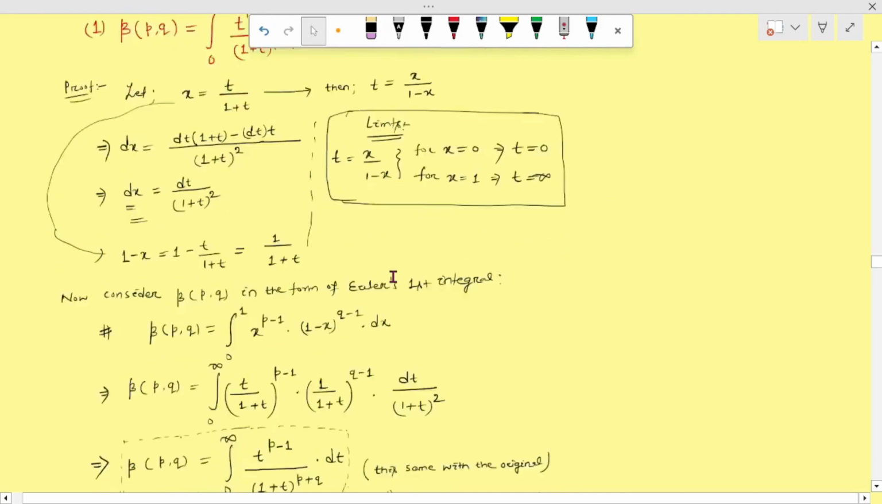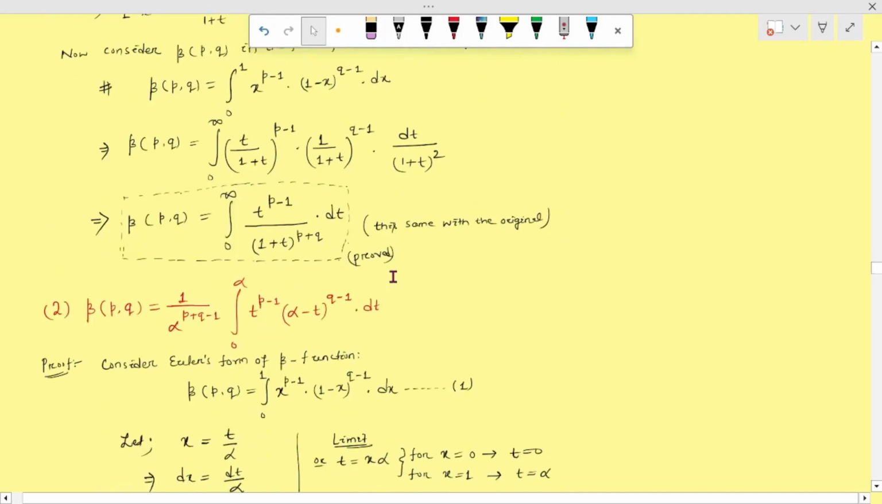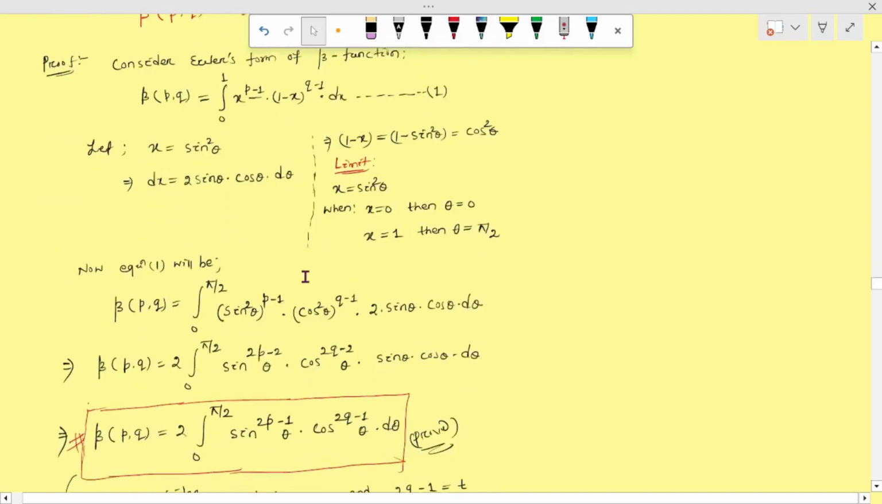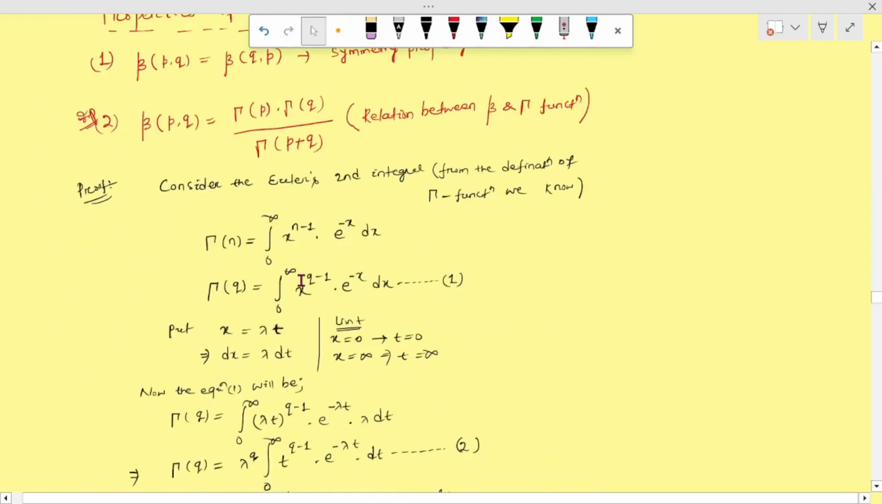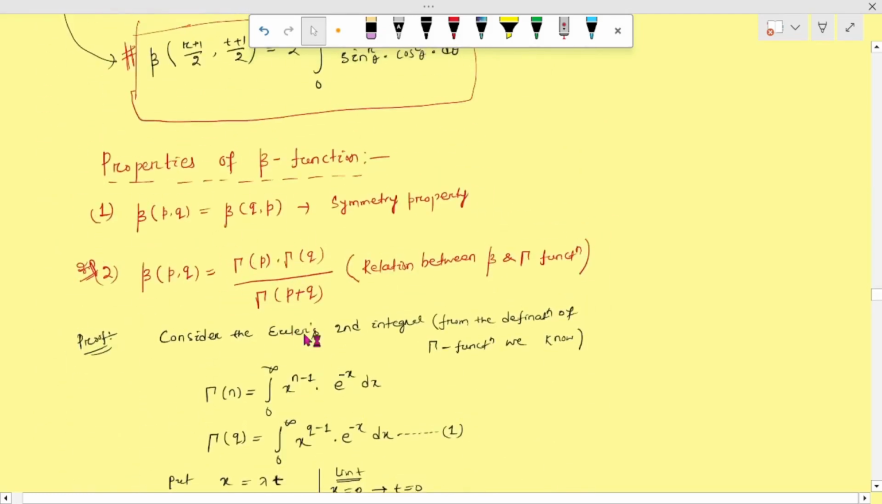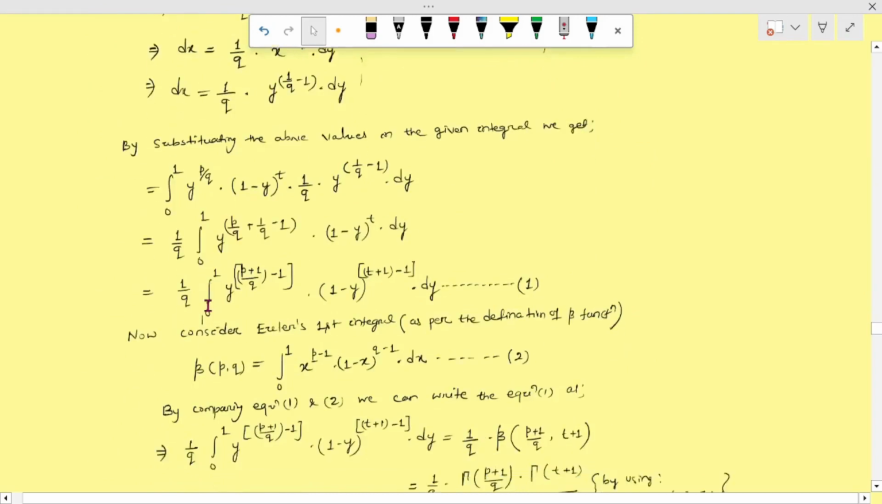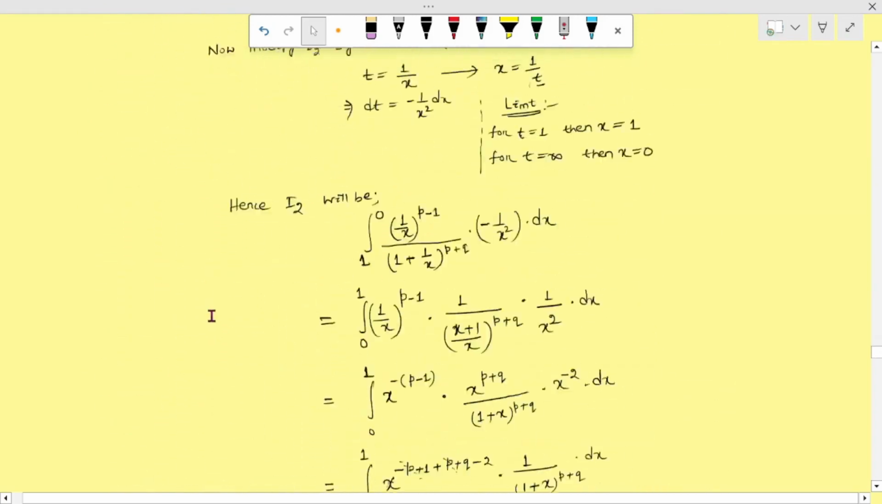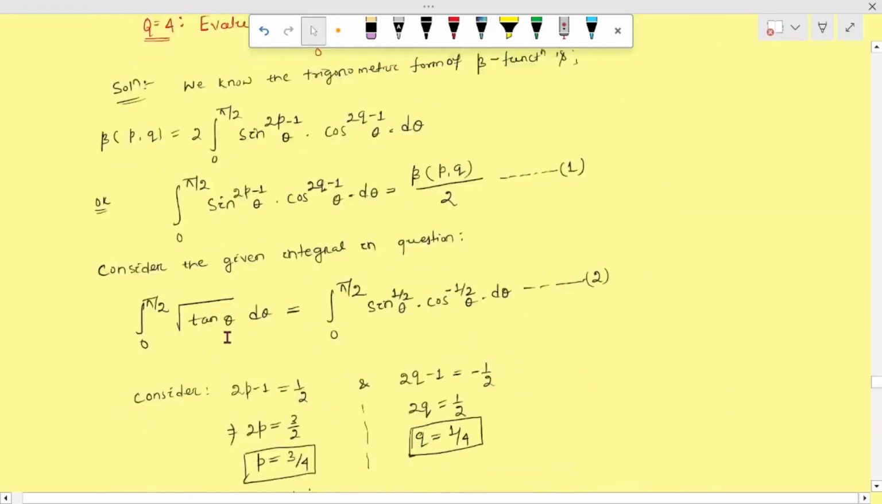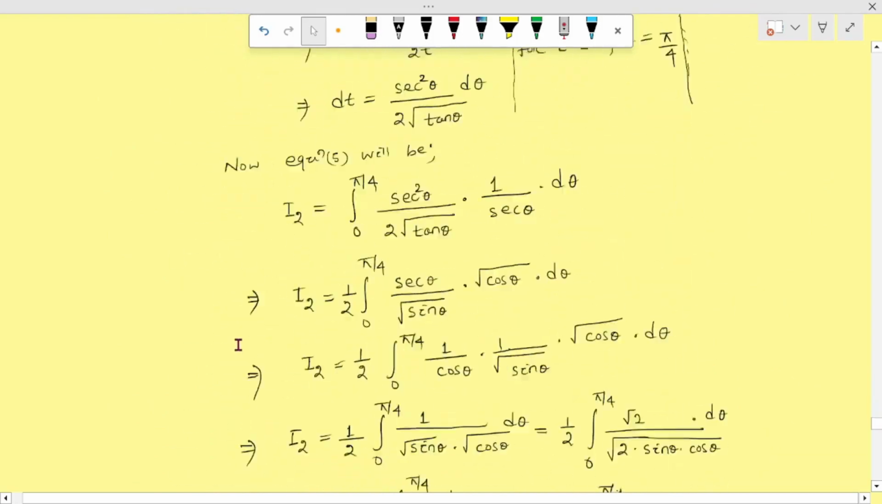In this class, we are going to discuss some other important questions based upon the beta function, which we are going to solve by using these two properties of the beta function. Okay, so let us start. In our last class we solved six questions.